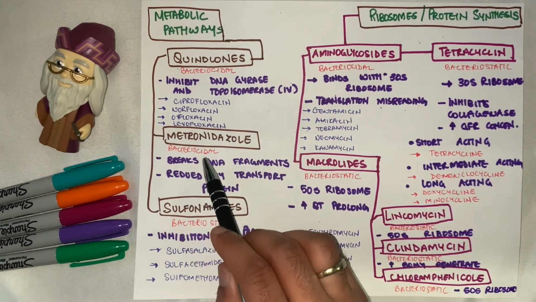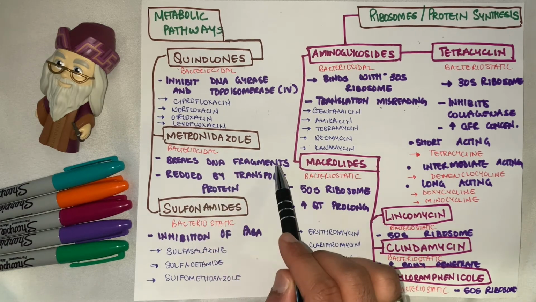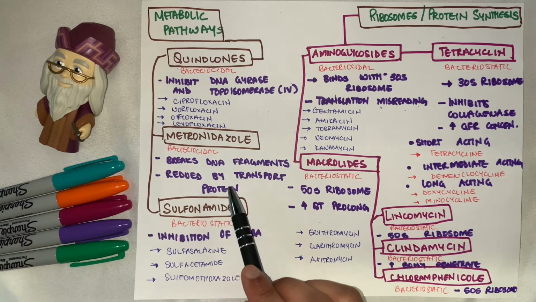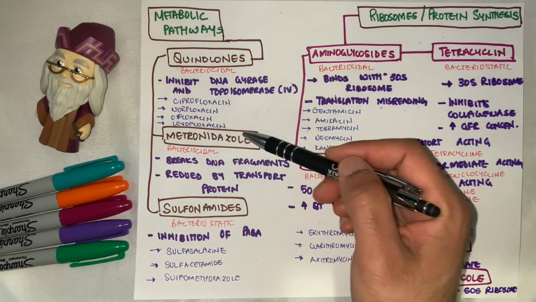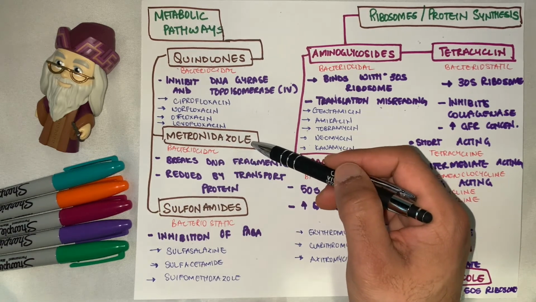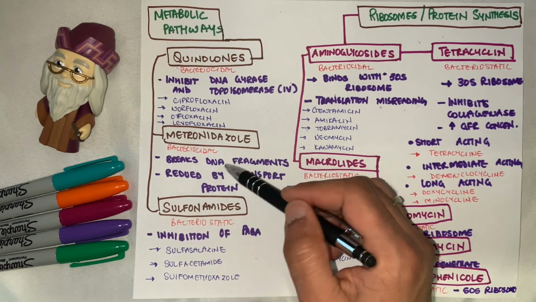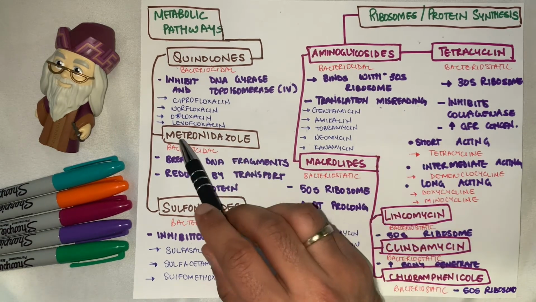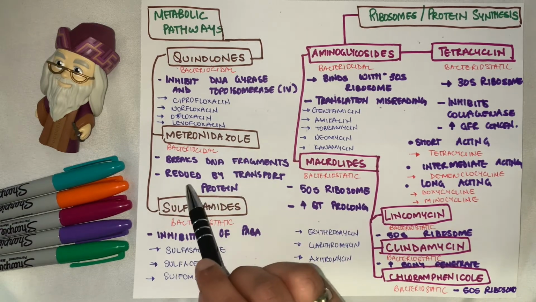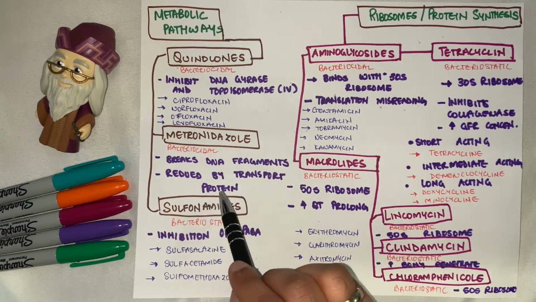We know it's a bactericidal, but how? Well, it breaks the DNA fragments and it is reduced by transport protein. Whoa, what does that mean? Well, this is what happens. Metronidazole begins to come inside the bacterial cell. It breaks down into pieces and attaches to the DNA. Well, how does it do that? Well, the metronidazole, when it enters into the cell, it gets reduced, which means it turns into a smaller form by something called transport protein.